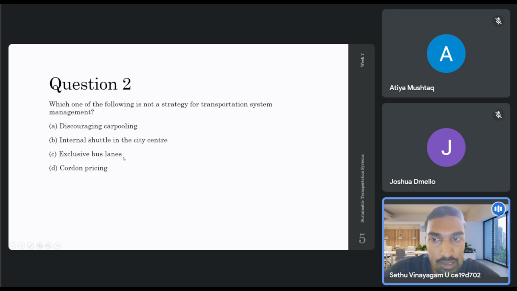C is providing exclusive bus lanes. By providing exclusive bus lanes, you will improve the attractiveness of the buses because they will not be interacting with the other traffic in the streets.